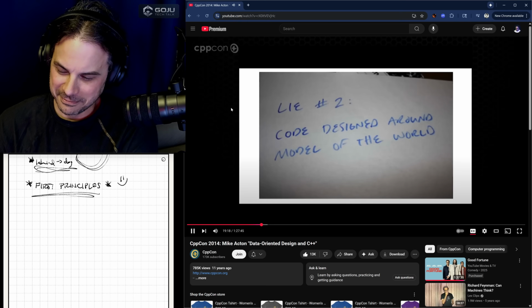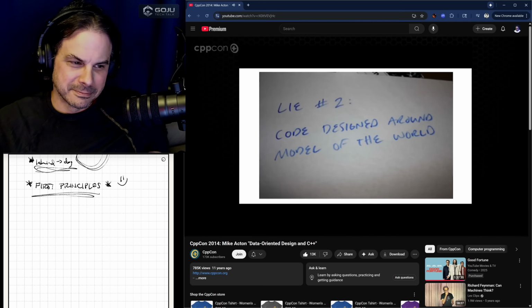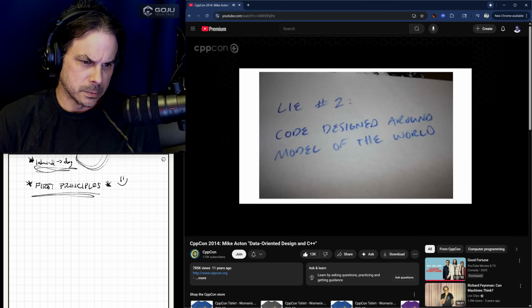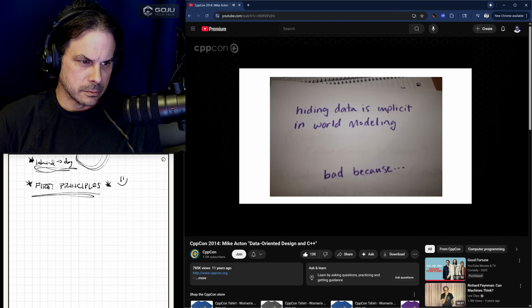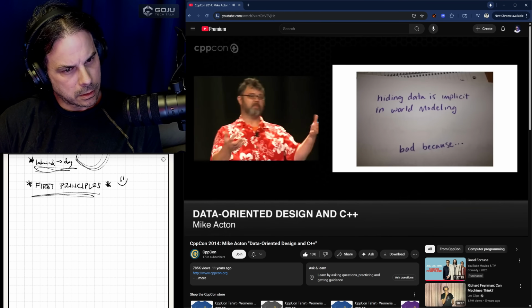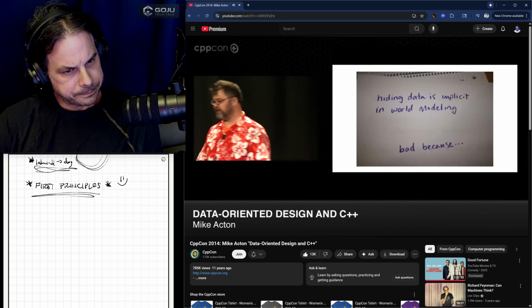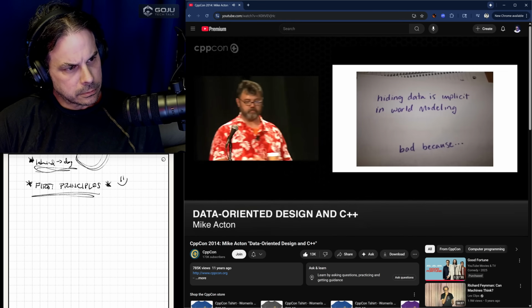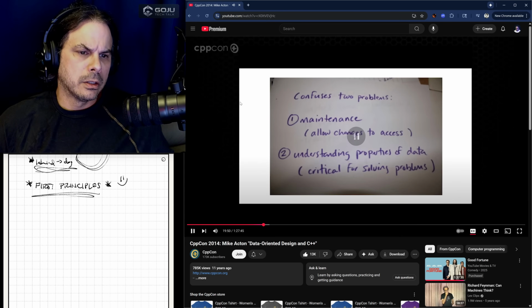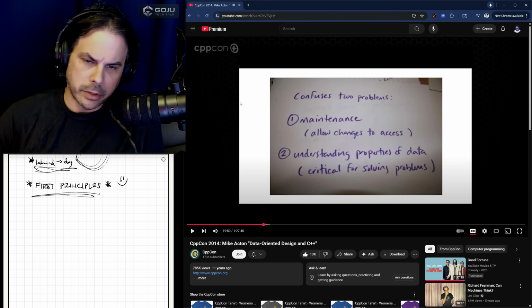It should be designed around a model of the world. This one has trickled into the C++ culture from that object-oriented space, right? Building up that model of the world and trying to codify it, where hiding data is implicit. That's what most people would even suggest is the point of it. But this is bad. It confuses two important things. One is the main... No, I don't think I agree with this.